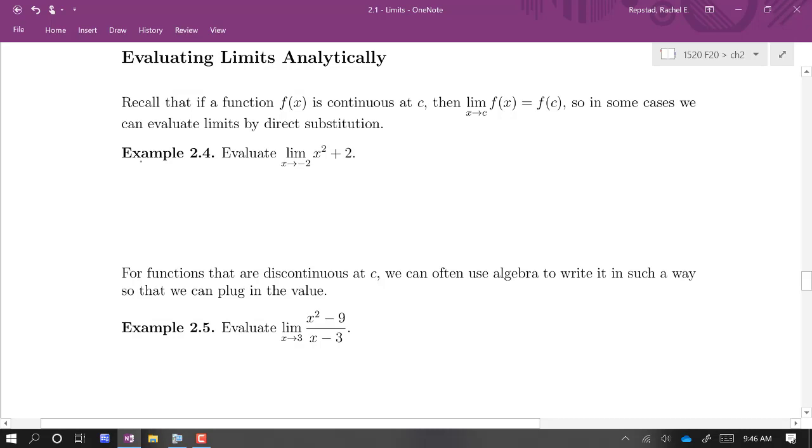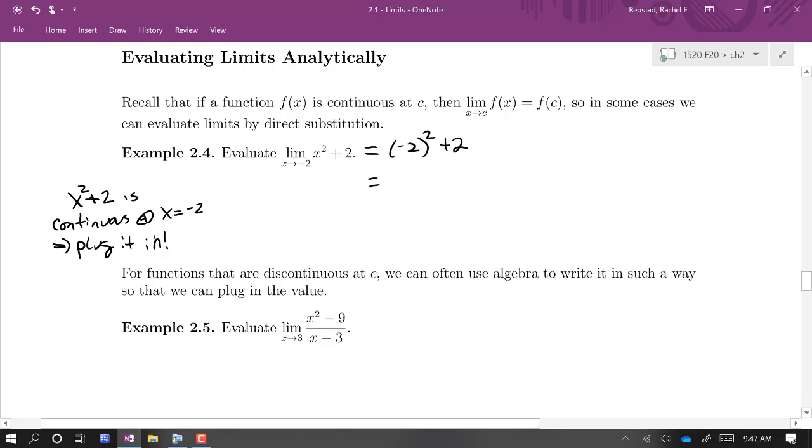So in example 2.4, we want to evaluate the limit as x approaches -2 of x squared plus 2. X squared plus 2 is a polynomial. It is continuous everywhere, so for this limit, we're just going to plug it in. So this is -2 squared plus 2. -2 squared is 4, so we get 6. So the limit as x approaches -2 of x squared plus 2 is equal to 6.